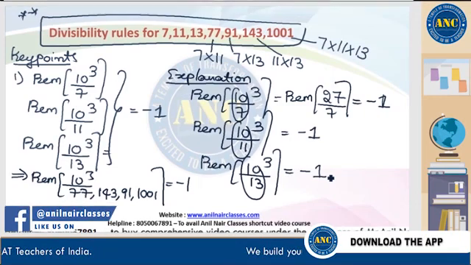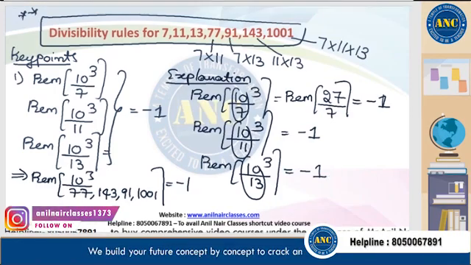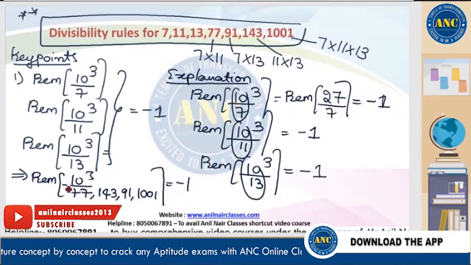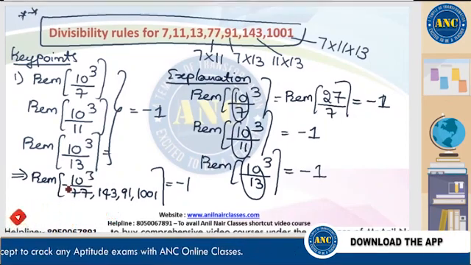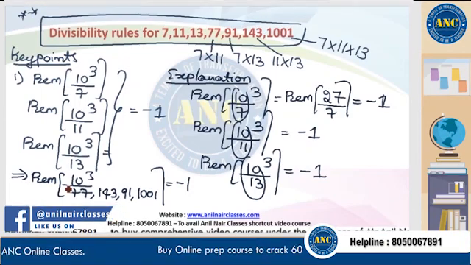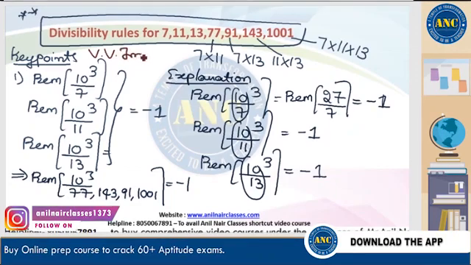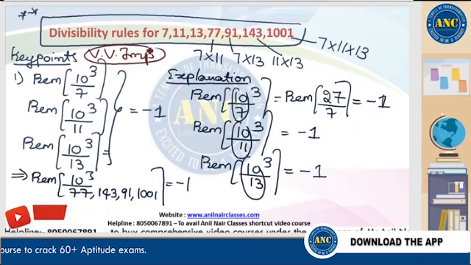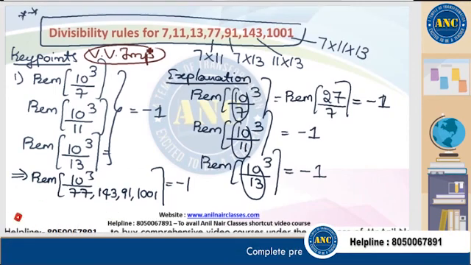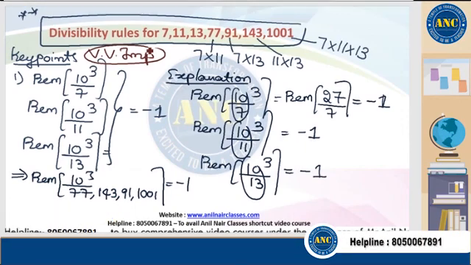10 cube by 7, 10 cube by 11, 10 cube by 13: in all cases it is minus 1. So this is an extremely important point, very, very important point. I hope it is clear, right?